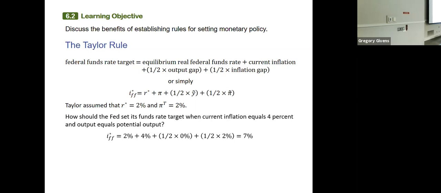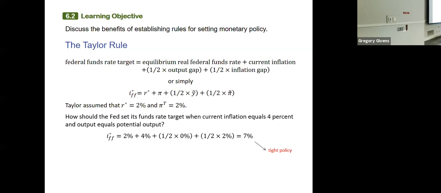The Taylor rule says that the funds rate target should be R star of 2% plus current inflation of 4% plus 1/2 times the output gap of 0% plus 1/2 times the inflation gap, which in this case is 2%, because inflation is 4% compared to a 2% inflation target. You add up those numbers and you'll see that the funds rate target is 7%. So the Taylor rule is recommending that the Fed raise the funds rate to 7%.